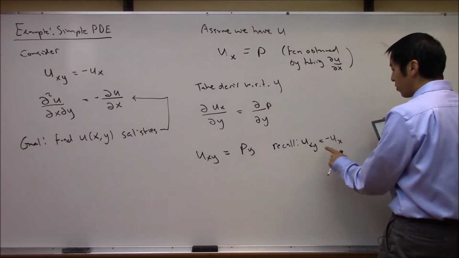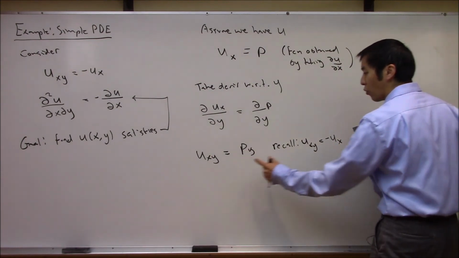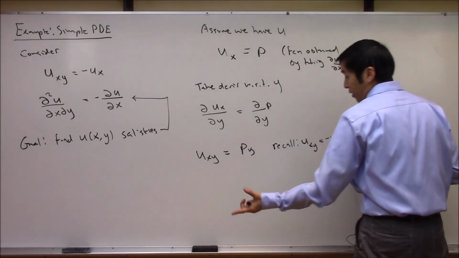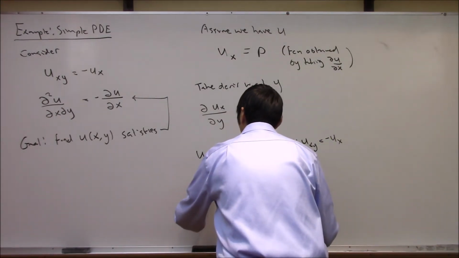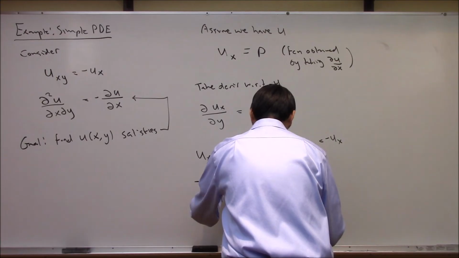So let's substitute negative u_x over here on the left-hand side, because theoretically it needs to be the exact same thing here. So the left-hand side becomes minus u_x is equal to p sub y.